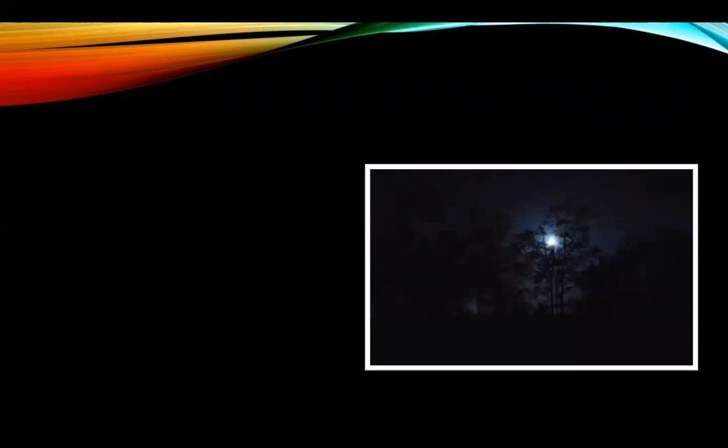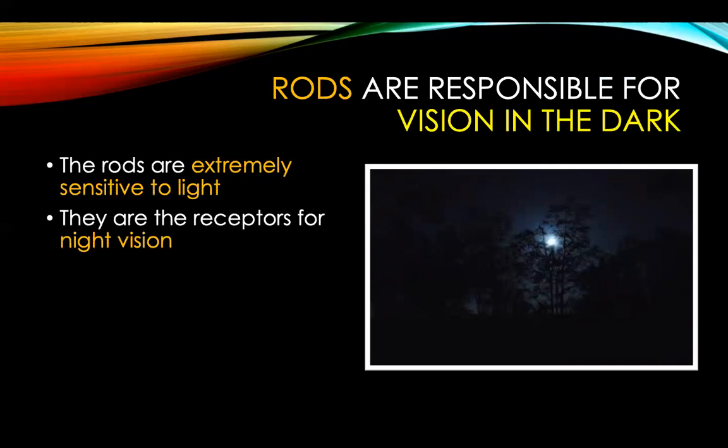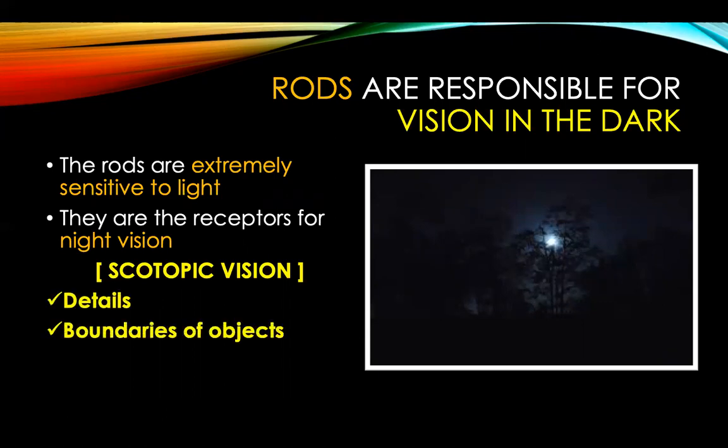When you are in dark, the rods are responsible for vision in the dark. Rods are extremely sensitive to light. They are receptors for night vision, and this is known as scotopic vision, which is in the antelopes and animals in the jungle who have just two-colored vision. They detect the details and boundaries of the objects, which is important for them to detect a predator or find a prey.